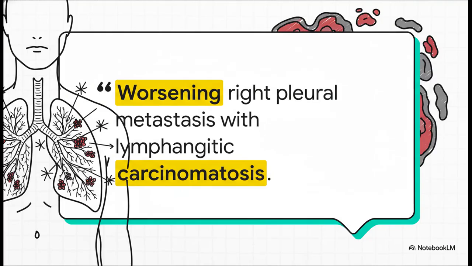And here it is. This is the headline of the whole report. The radiologist leads with the most critical finding: worsening right pleural metastasis. The cancer in the chest lining is getting worse. They also add this term lymphangitic carcinomatosis, which is a very technical way of saying the cancer seems to be spreading through the lungs' tiny lymphatic channels, and that explains all the inflammation and progression they're seeing.